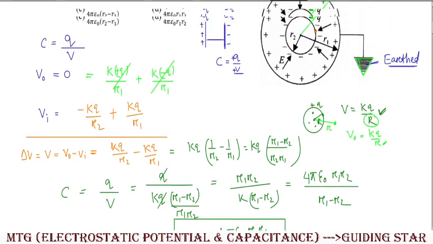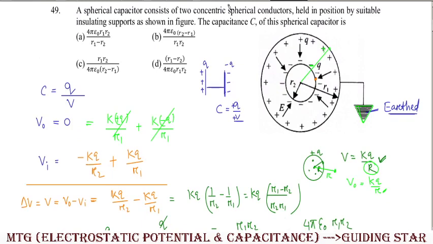So finally we will check the options. Option A is 4 pi epsilon naught R1 R2 by R1 minus R2, that is correct. Here R2 minus R1 is wrong, and here 4 pi epsilon naught given in the denominator is also wrong. So option A will be the correct one.